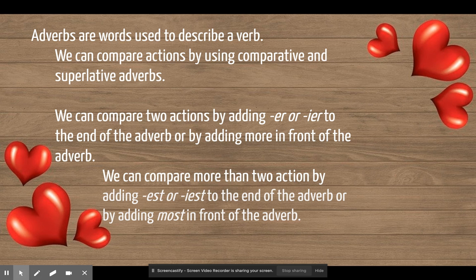All right, you are going to take all that you've learned this week about adverbs and use it in your writing. So adverbs are used to describe a verb, and we can compare actions by using comparative and superlative adverbs. We can compare 2 actions by adding er or ier to the end of the adverb, or by adding more in front of the adverb. We can compare more than two actions by adding est or iest to the end of the adverb, or by adding most in front of the verb.